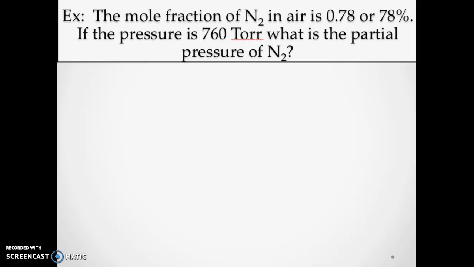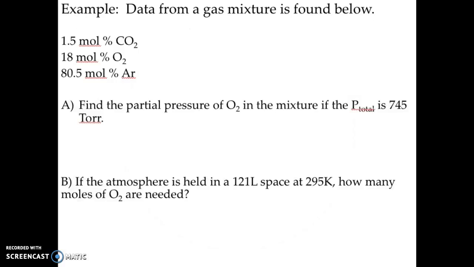And here's another example. So for this one, it says data from a gas matrix found below, where you have 1.5 mole percent. So you have 1.5% for CO2, 18% for O2, and 80.5% for argon. So when you add all of these up, you get 100% essentially, right? So what you could do is you do 1.5 divided by 100, 18 divided by 100, 80.5 divided by 100, and that gives you your mole fraction.